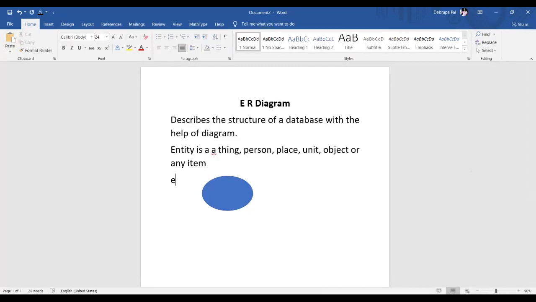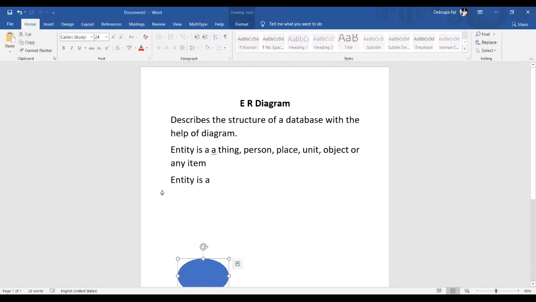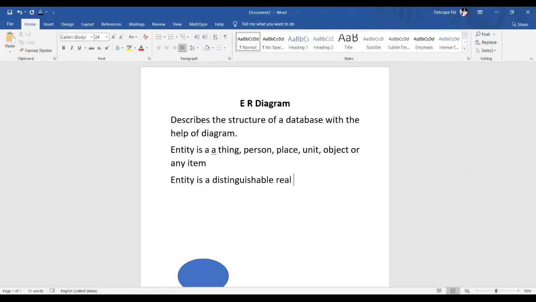Someone was saying that entity is distinguishable and non-distinguishable. It is not that. Remember that entity is a distinguishable real world object that exists. Okay, so this is the concept of entity. It is a distinguishable real world object that exists.